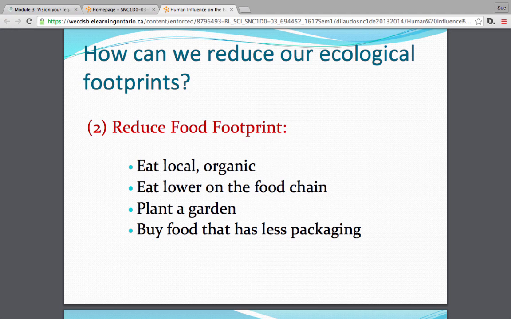We can also make a conscious effort to buy food that is less packaged. So avoid those inner aisles of the grocery store and stay around the perimeter. More packaging requires more resources again. Plastics and plastic manufacturing requires a lot of resources and increases our footprint.